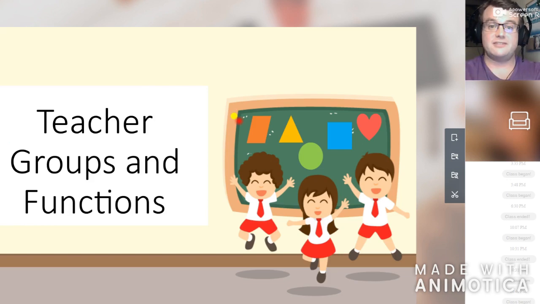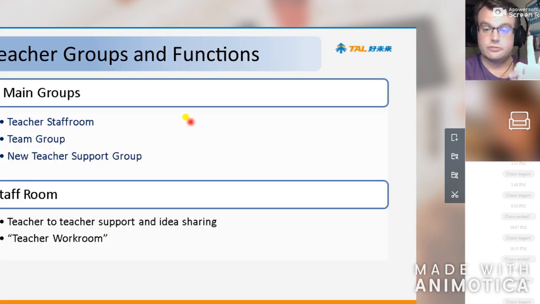Now let's talk about teacher groups and functions. There are 3 main groups that each of you will need to be concerned with. We have the teacher staff room, the team group, and the new teacher support group. Only these 3 groups. Let's talk first about the staff room. The staff room is very important. This is the place that you will go to chat with your fellow teachers.